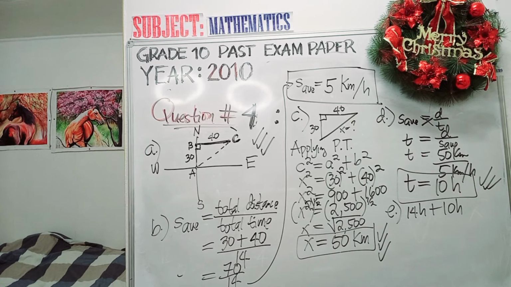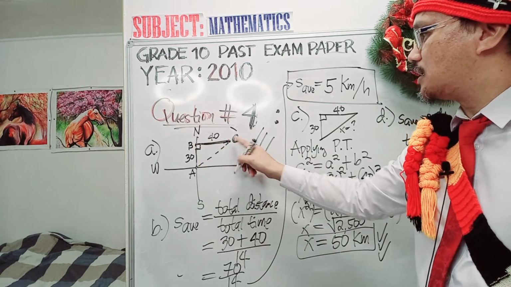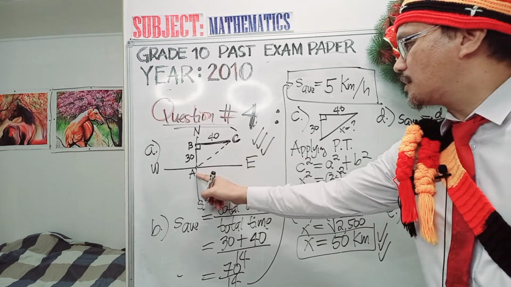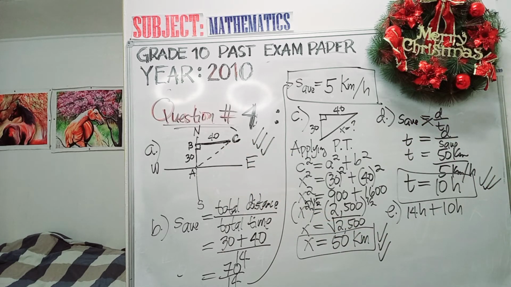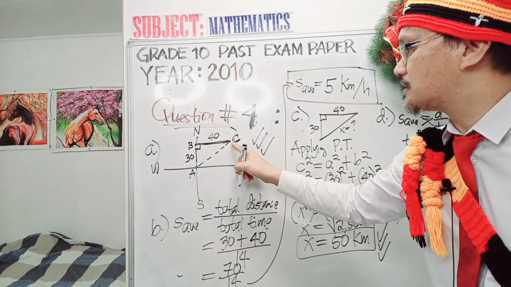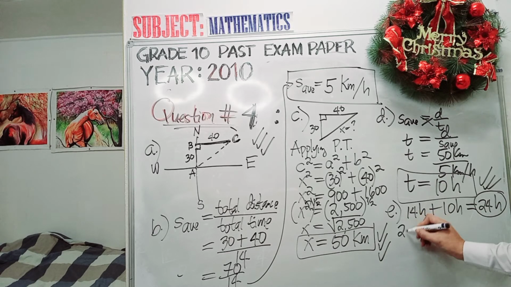You know how we get that one? 14 hours is from A to B, B to C, and then that's 14 hours. C to A is 10 hours. So the total hours is 24 hours. So all in all, from A to B, B to C, and C to A, the total time is 24 hours.